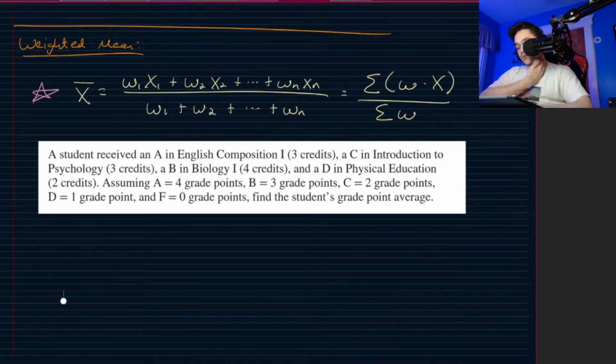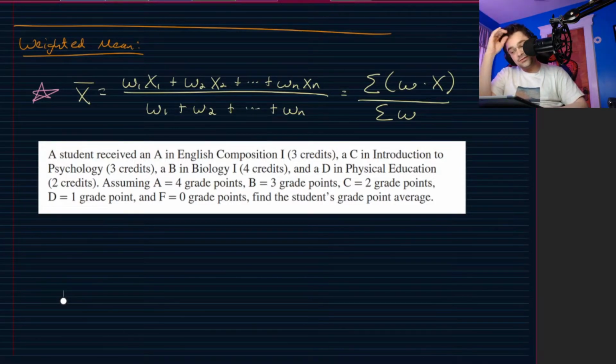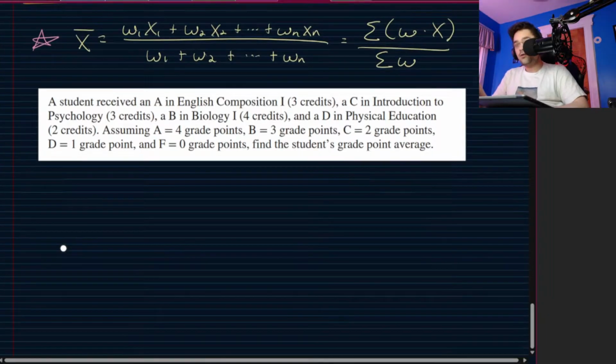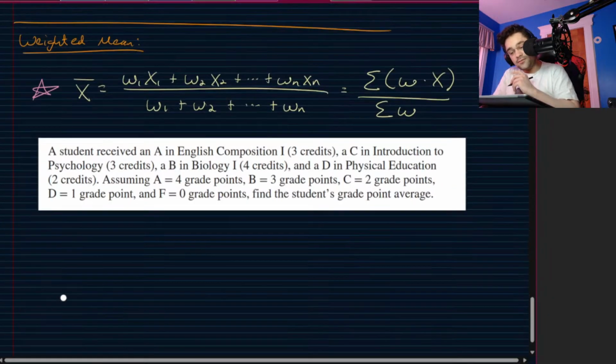So it says a student received an A in English, which is 3 credits, a C in psychology, which is 3 credits, a B in bio, which is 4 credits, and a D in phys ed, which is 2 credits. Assuming an A is 4 grade points, B is 3, C is 2, D is 1, and F is 0, find the student's grade point average, right? Where a 4 would mean that they average an A. And I guess a 0 would mean they average an F.